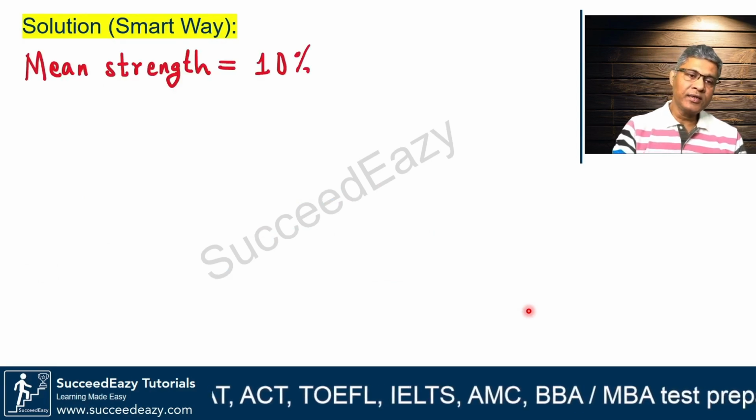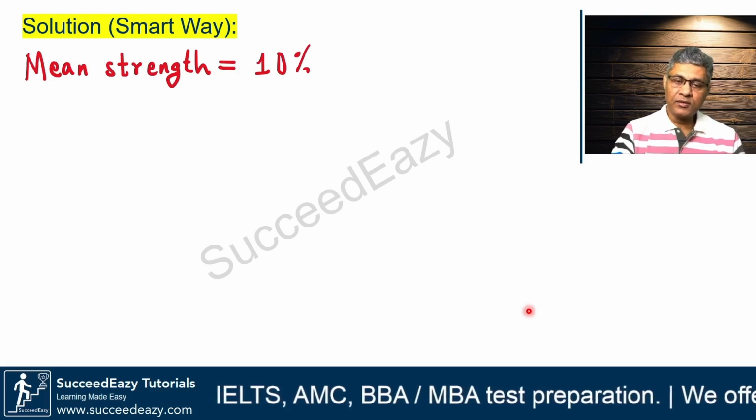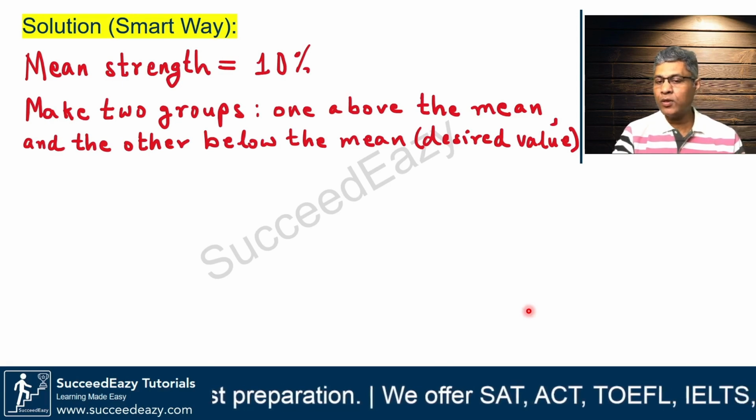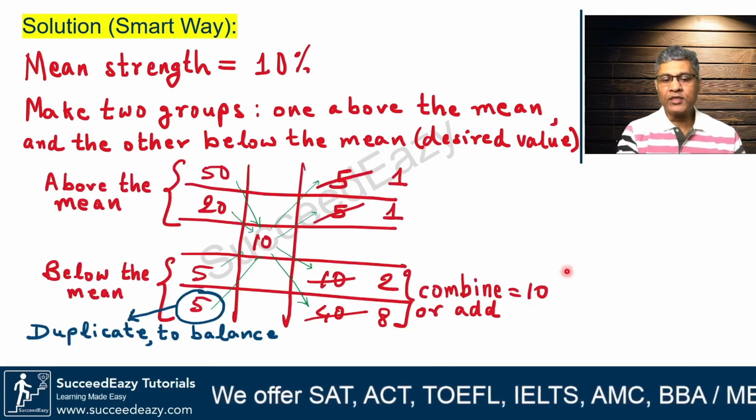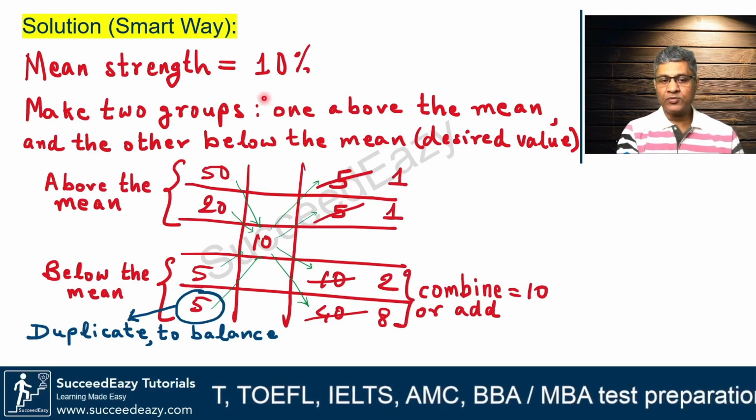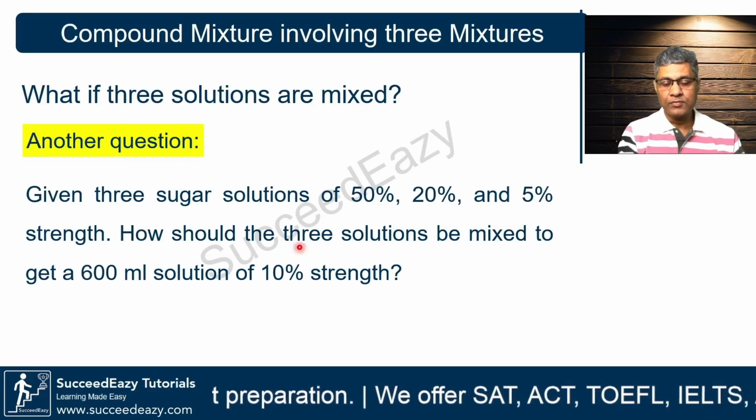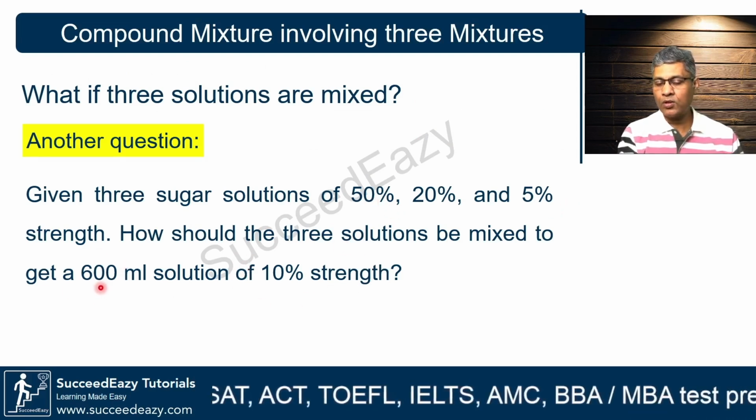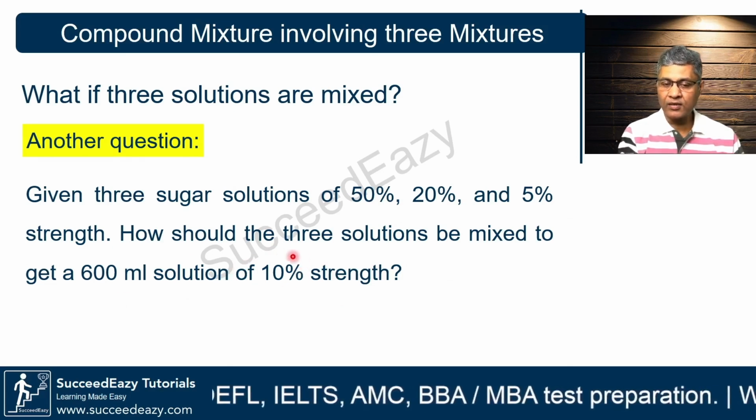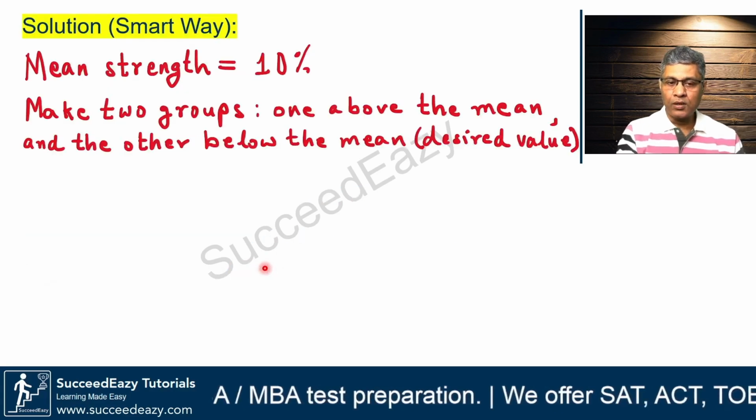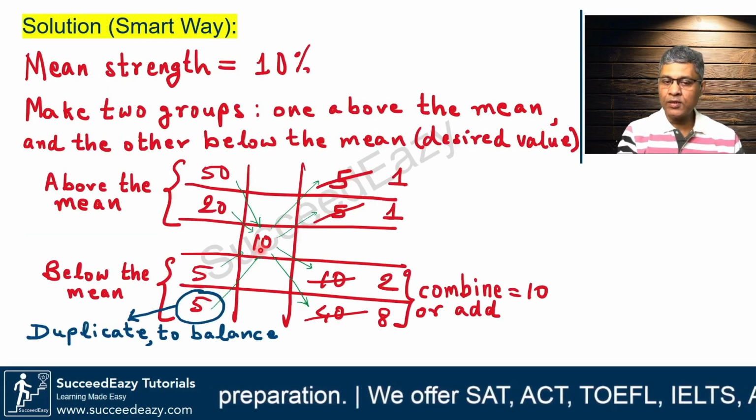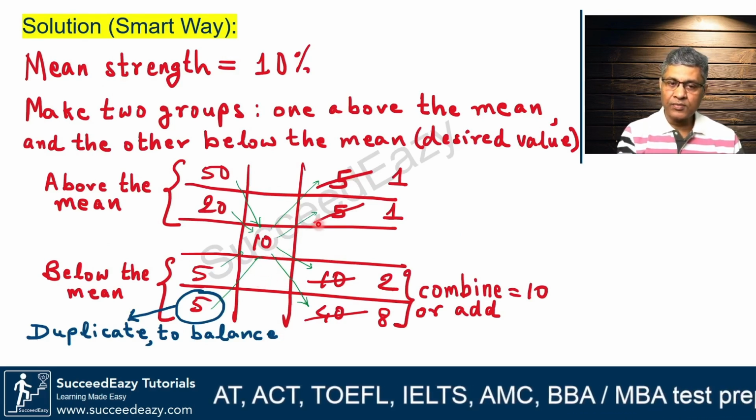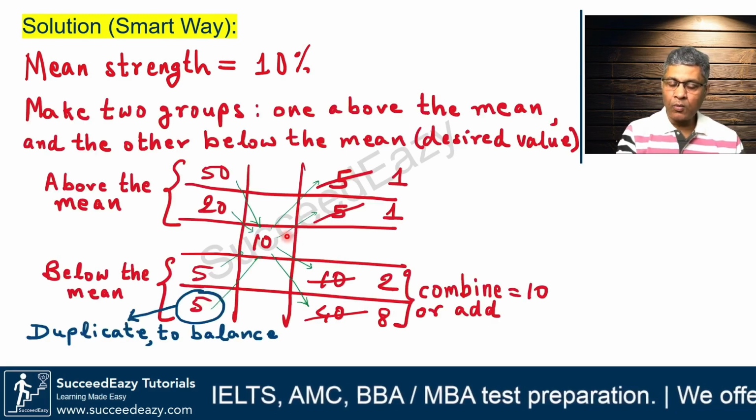So the smart way is that you take the mean strength given as 10%, make two groups, one above the mean and the other below the mean, that is the desired value. So you make this matrix. You put the mean strength as 10%, that is what is given. These are the individual values and this is the volume of the final solution of that mean strength 10%. So put that 10% in the center, make two rows above the 10 and two rows below. Why two rows below? Because even though we have three quantities, why do we need the fourth one?